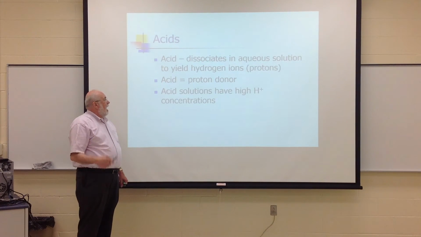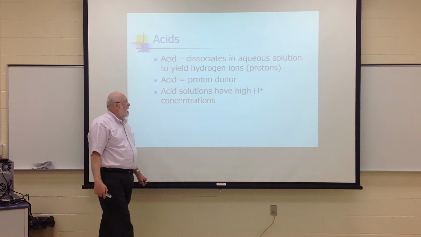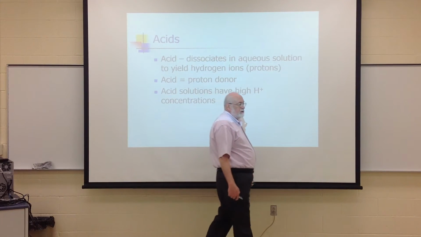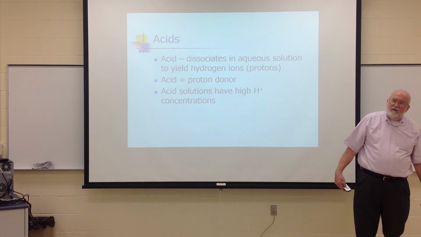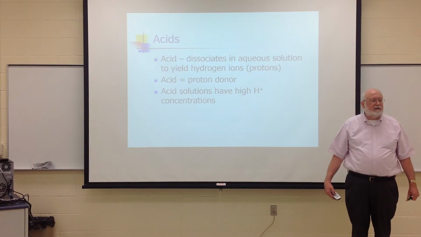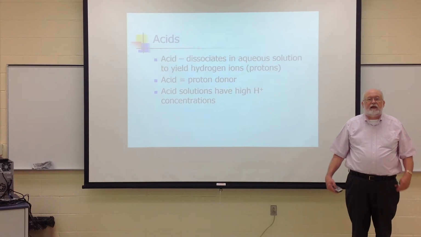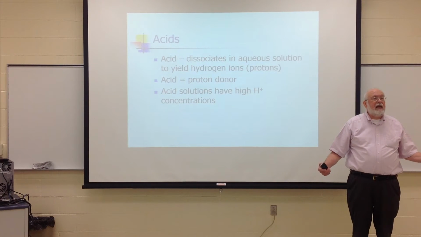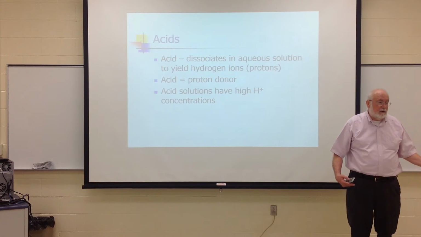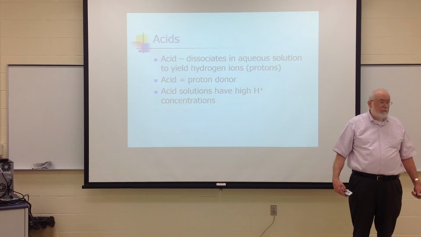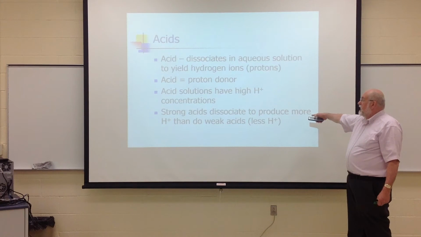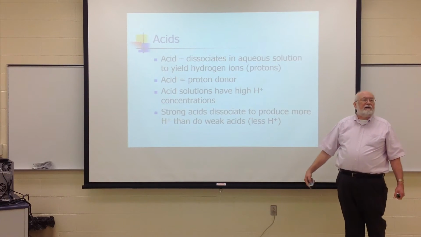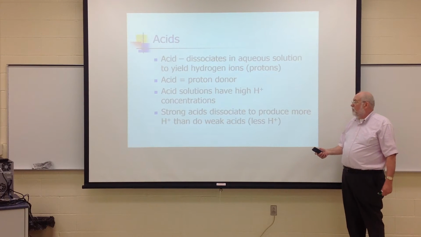It's going to give up hydrogen ions, in other words. Acid solutions have high hydrogen ion concentrations. Strong acids have higher hydrogen ion concentrations than weak acids. So a strong acid produces a lot of protons, a weak acid produces very few, comparatively speaking. Pretty simple. Just as we said, strong acids give you a lot of protons, weak acids give you a much smaller number.